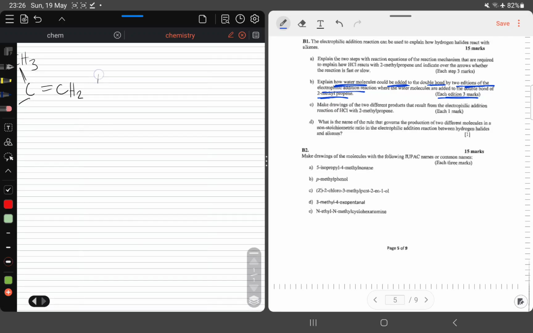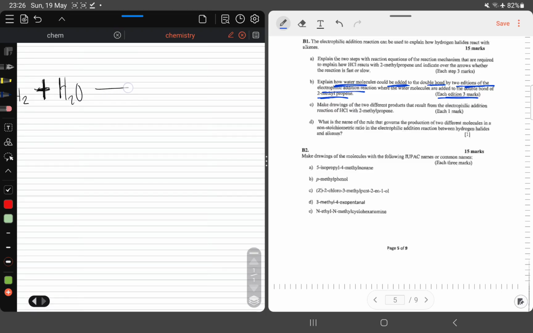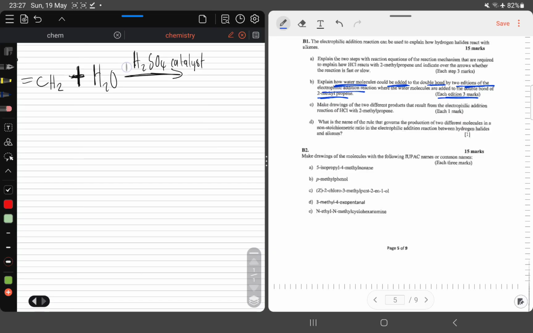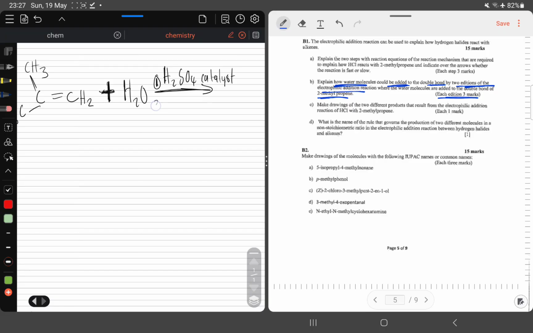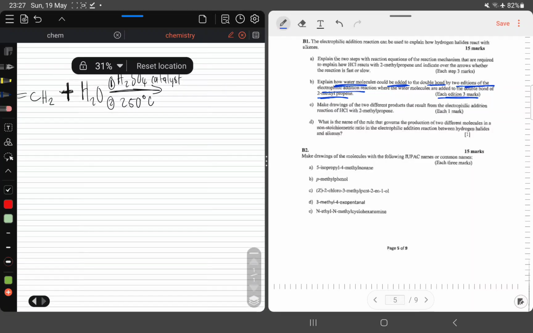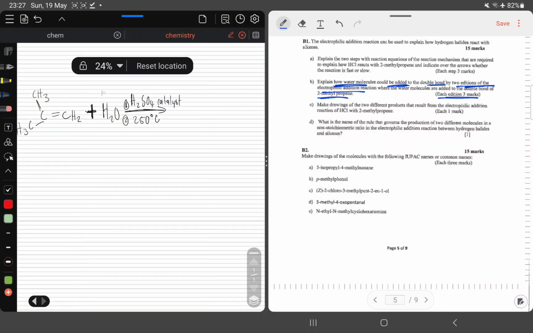Now what happens is it's going to meet what? In the first reaction, we make it meet water, okay? And what do we need? We need an acid catalyst. So H2SO4 catalyst, okay? That's going to be the first thing. And then what again do we need here? We are going to need heat, which is about 250 degrees Celsius. And what we are going to get is OH goes on one because water has OH and H. So H goes where there are more H's and OH goes where there are less.